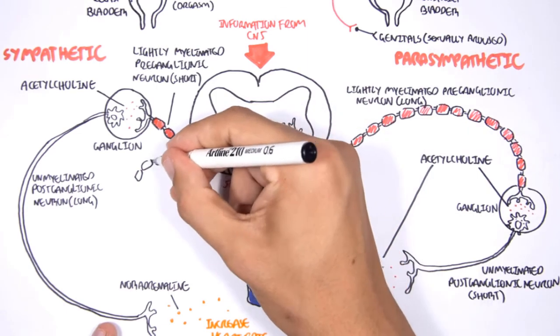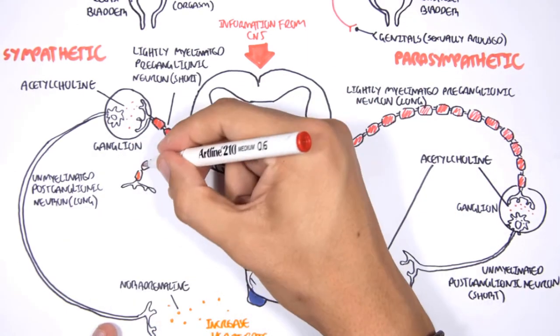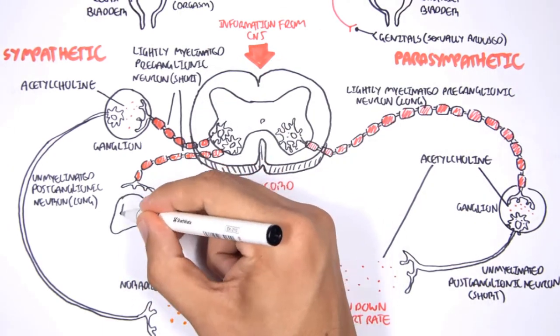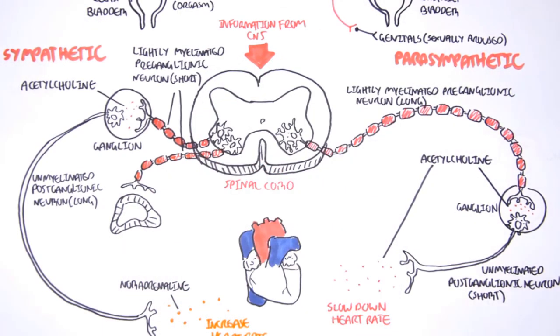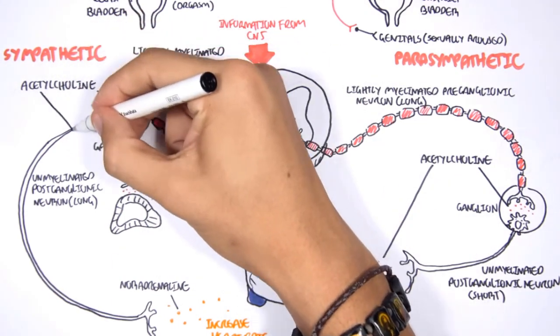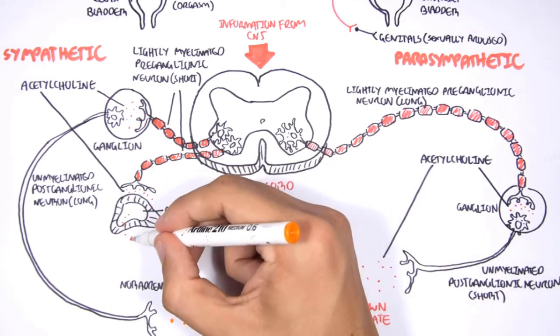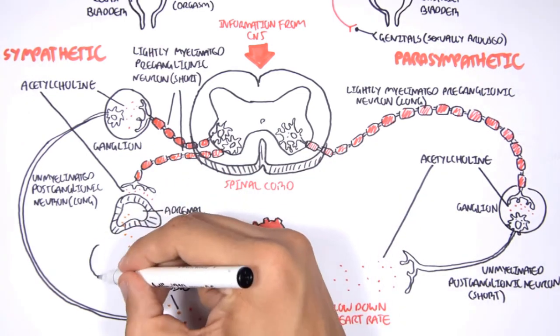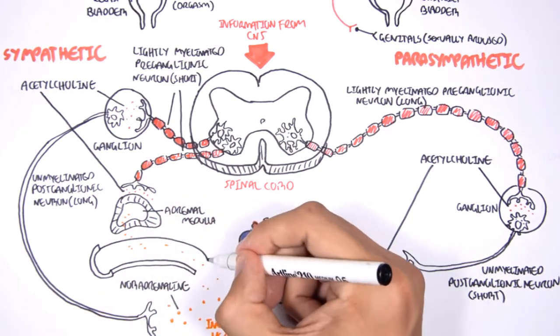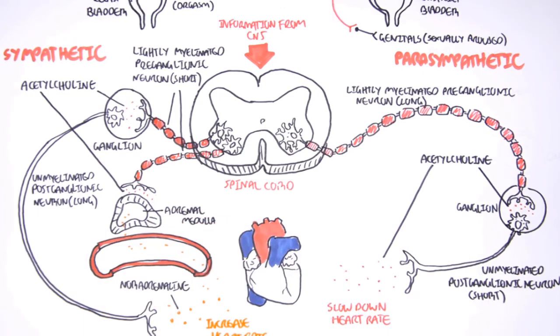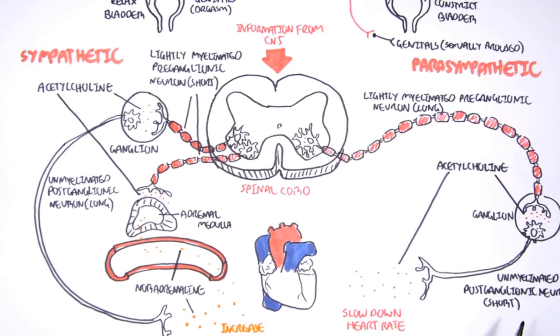So if here the information is in the preganglionic neuron, carrying the sympathetic information, it's short and lightly myelinated. This neuron can target the adrenal glands, releasing acetylcholine, which will target the adrenal medulla. It will stimulate the adrenal medulla to produce noradrenaline again. So noradrenaline can be stimulated from the adrenal glands by the sympathetic nervous system, or it can also be produced by the postganglionic sympathetic nerves.